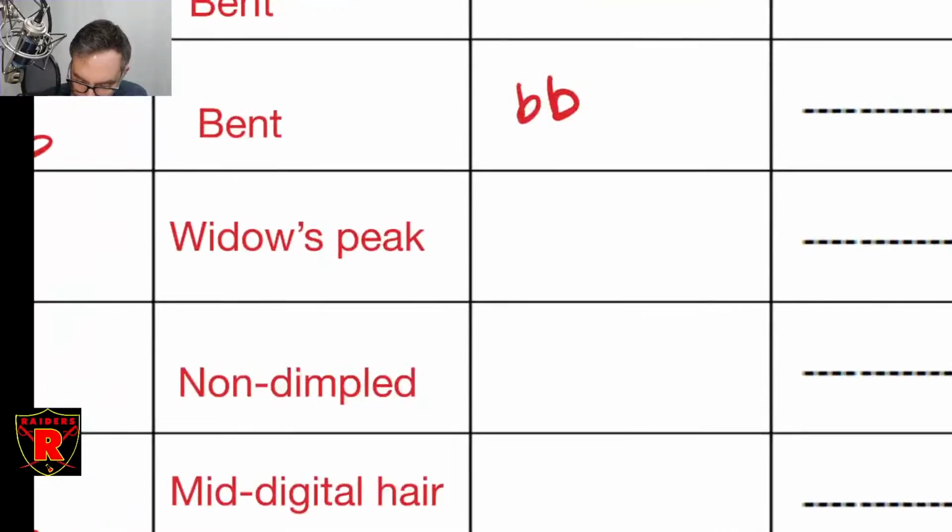I have the dominant trait. I do have a widow's peak. So this would be my genotype. Your results will vary. If you don't have a widow's peak and you have a flat hairline across the top, then you would be recessive, or a little w, little w.